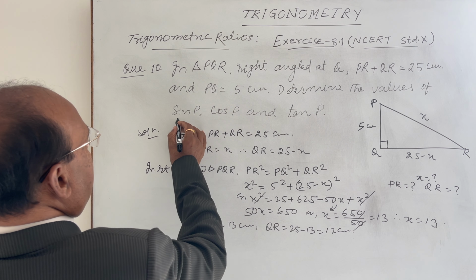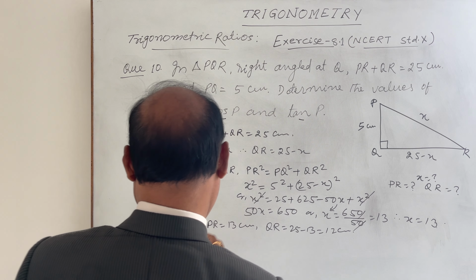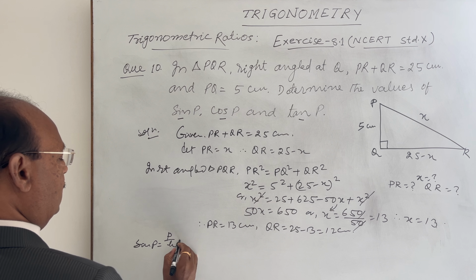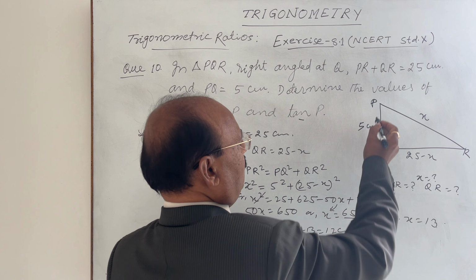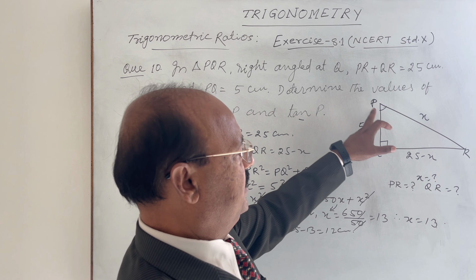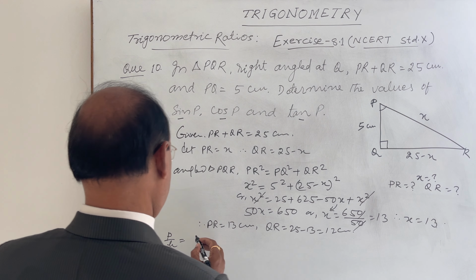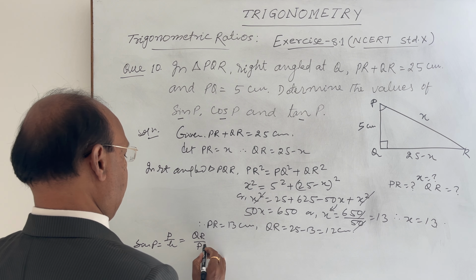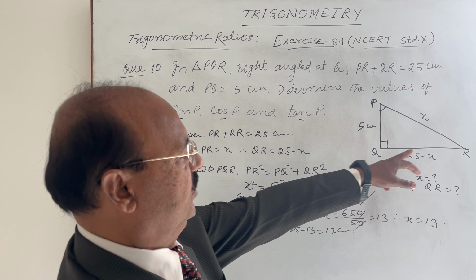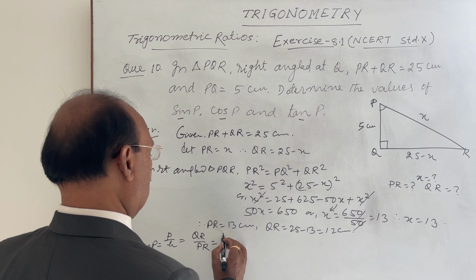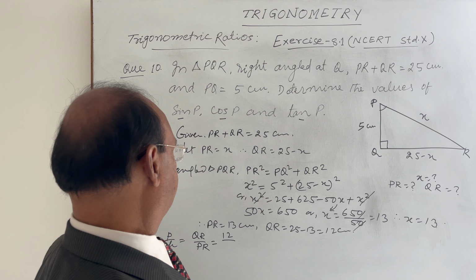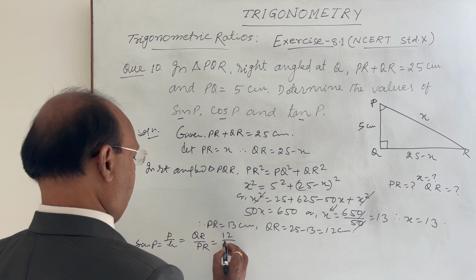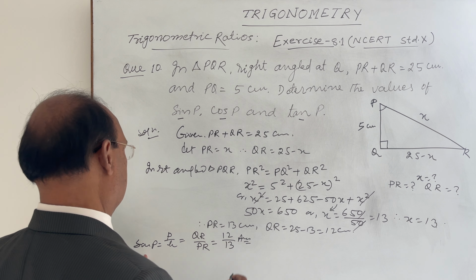Now we have to find out sinP, cosP and tanP. So we know sinP is equal to perpendicular by hypotenuse. With respect to this angle P, the perpendicular is the opposite side, QR, and the hypotenuse is the longest side, PR. QR we have got here as 12 centimeter. So 12 divided by PR, PR is 13. This is the answer of sin P.